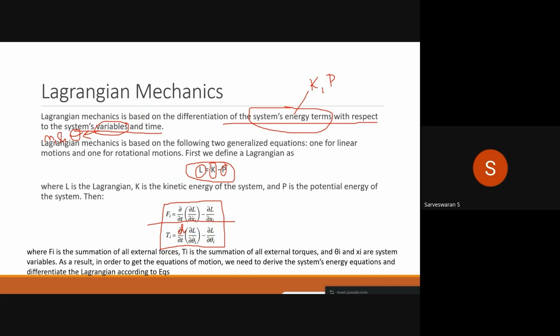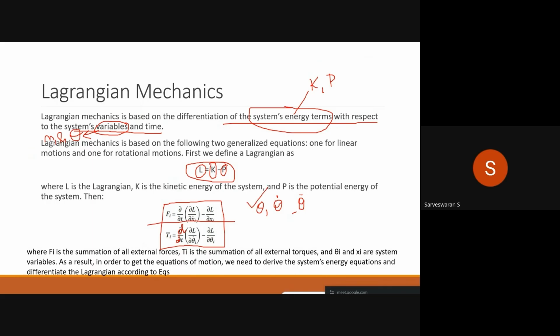It is d by dt, a time derivative of the partial derivative dou L by dou theta i dot. So you can see over here it is theta i dot. Theta is your joint angle. Theta dot is your joint velocity. Theta double dot is your joint acceleration. So these are all the terms that you will see in the dynamics relations.